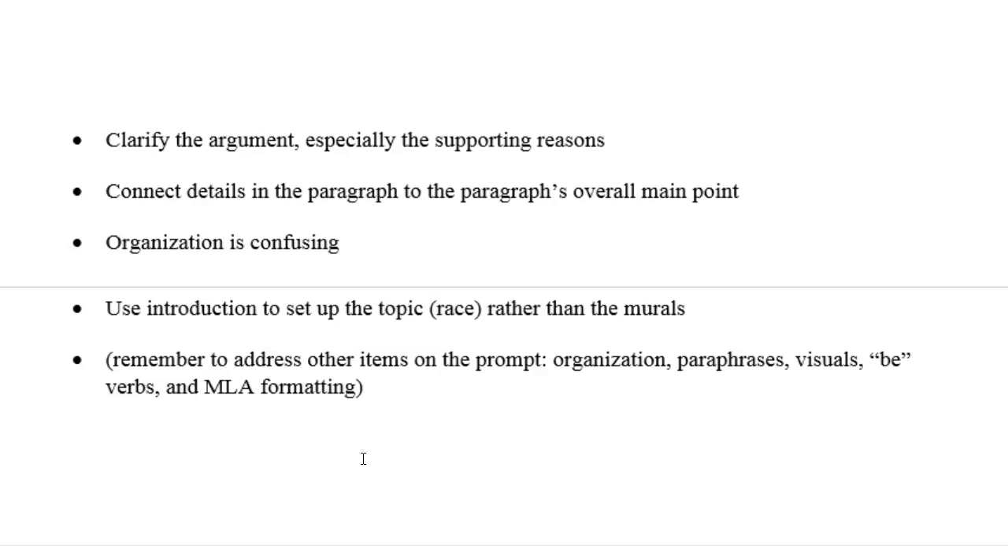Organization is kind of confusing. This is a draft, and that's fine, but you'll need to rethink the organization. I think there's something different you can do with the introduction, and also remember that there are other issues to address in the revision: paraphrases, visuals, be verbs, and MLA formatting.